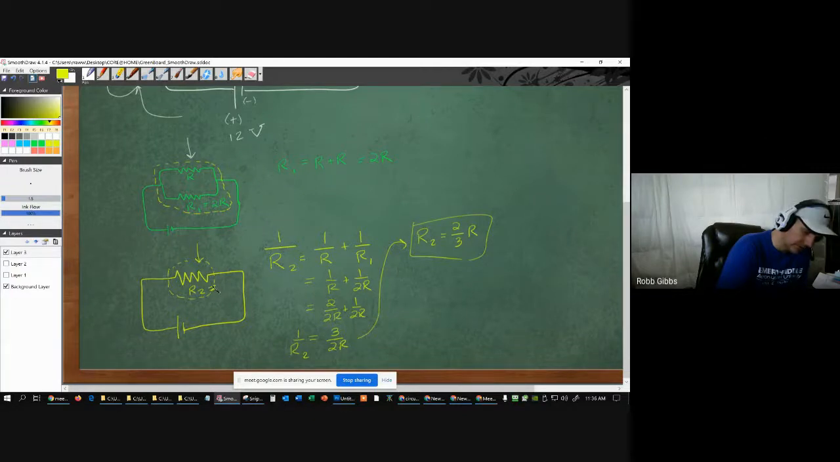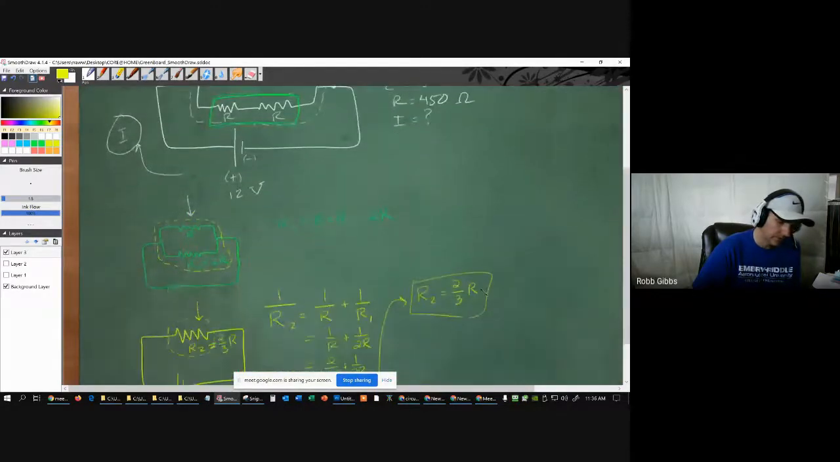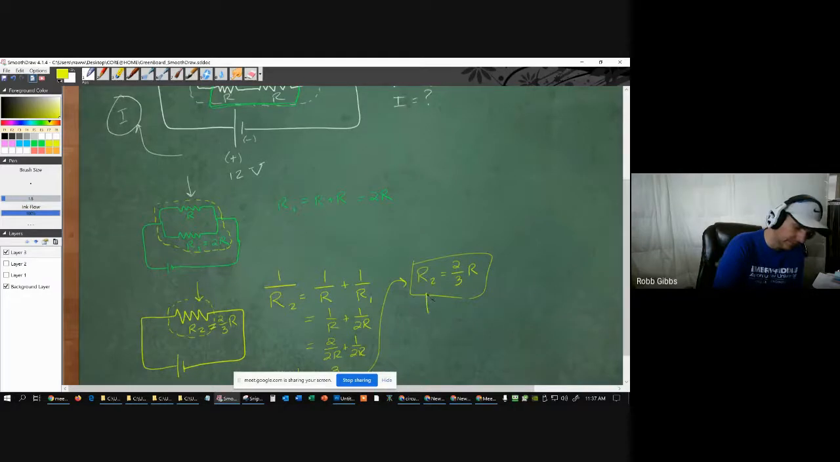So R2 here is 2/3 R. We've reduced the circuit now to one series circuit with one resistance. That resistance is going to be the total resistance. Now we're going to apply Ohm's law for the total circuit. We want the total current through the circuit. We have the total resistance, R2. This is R total. So we're going to use Ohm's law for the whole circuit.